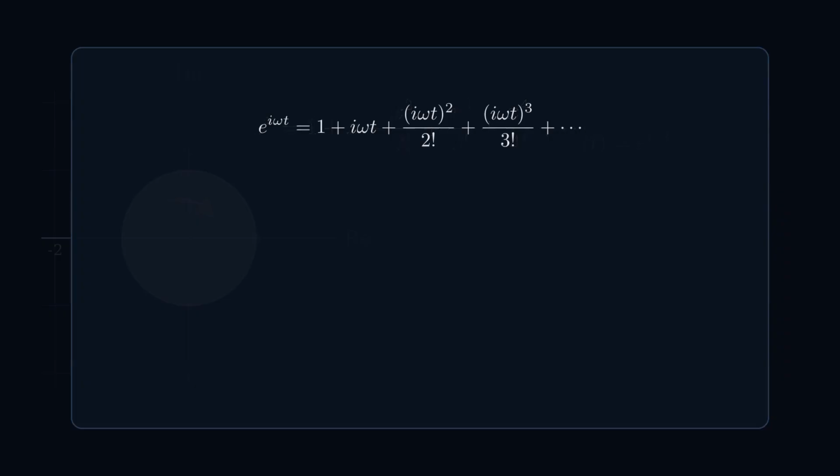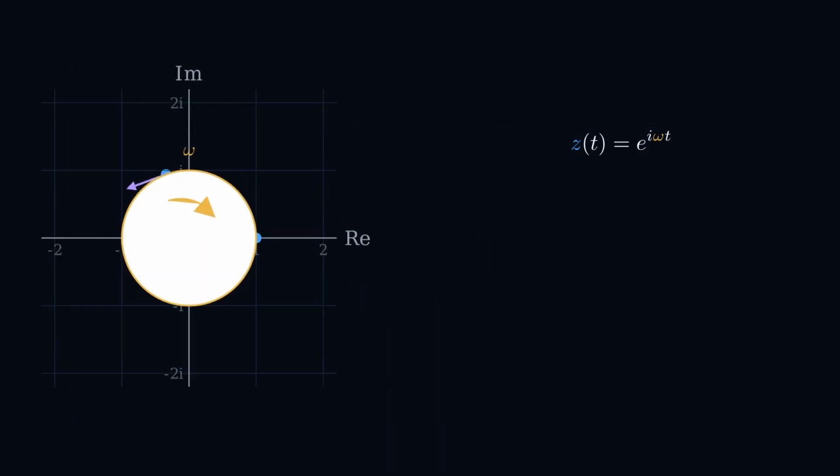Now substitute x equals i omega t and apply the chain rule. The derivative is e to the i omega t times the derivative of i omega t, which is i omega. So, i omega times e to the i omega t. Differentiation is itself multiply by i omega, rotate 90 degrees, and scale by omega. Not by definition, but because that's what falls out of the same power series that defines the exponential in the first place.